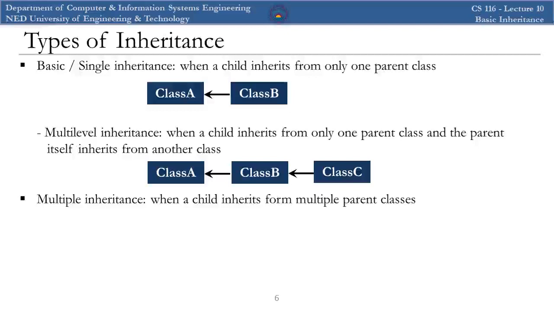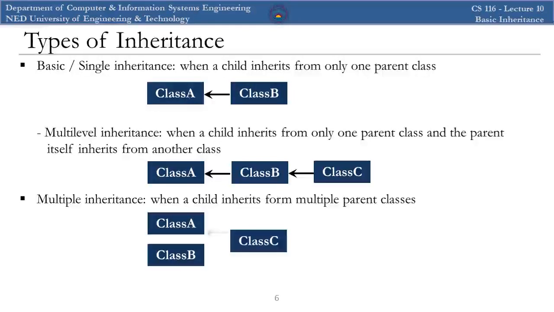The second type of inheritance is multiple inheritance, when a single class inherits from more than one parent class. And the scenario looks something like this, right? Now, for today's lecture, we won't be discussing multiple inheritance. We'll keep ourselves to only single inheritance for now.